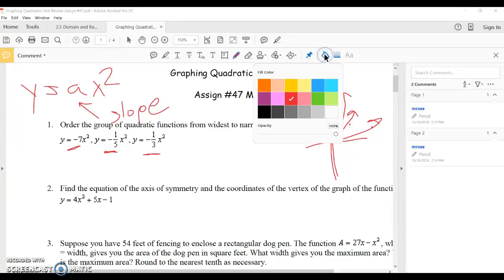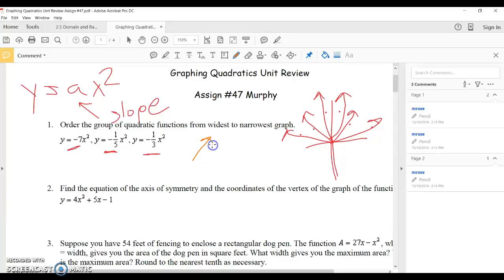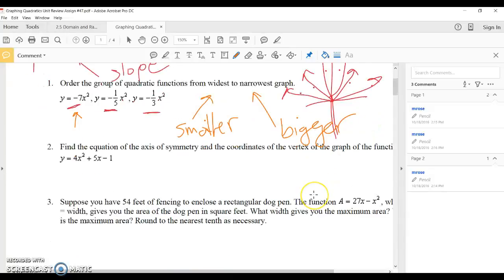So we get this general idea that the smaller the number in front of the x squared, the wider it is, the bigger the number, the more narrow it is. So that's the basic idea for the first problem. And you would just order it as -7, or you can order it as -5, -3, and then -7.